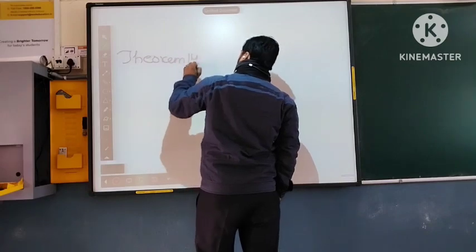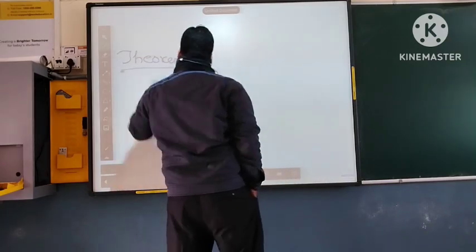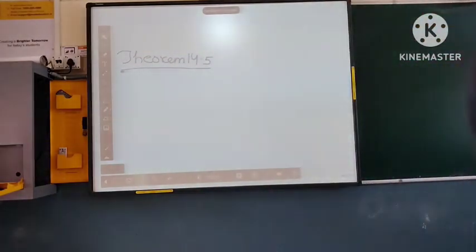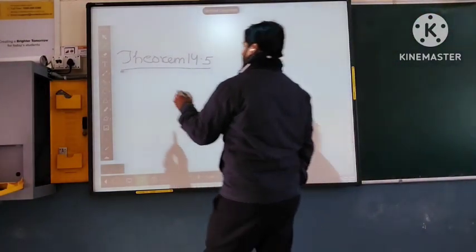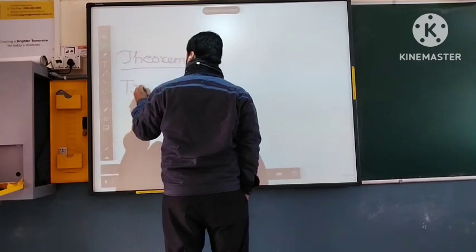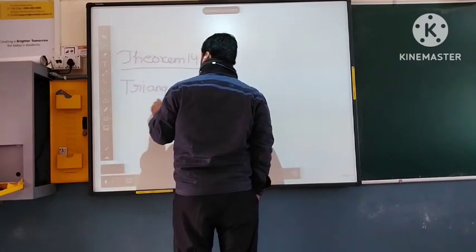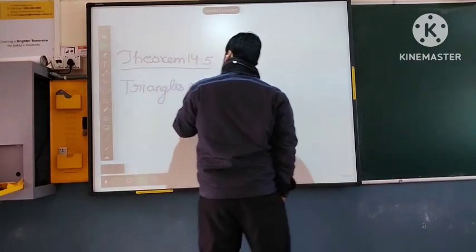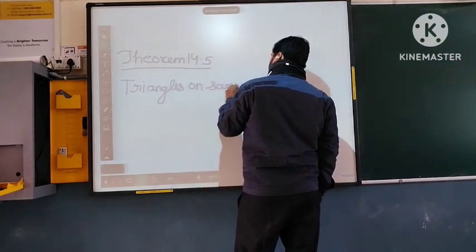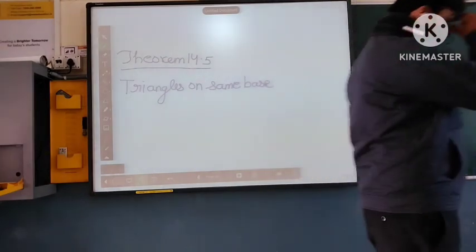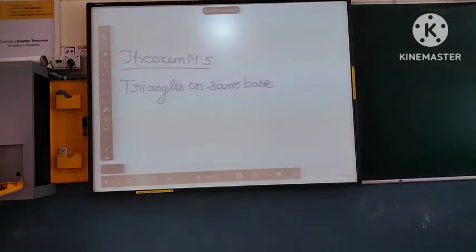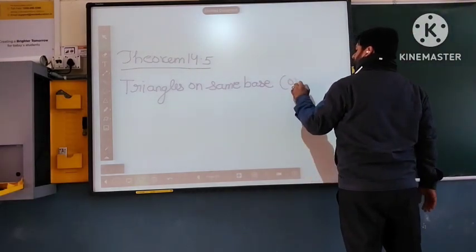Now next theorem I am taking, theorem 14.5. See, theorem 14.5 is just like theorem number 14.2, yes or no? In that case, we are saying for parallelograms on the same base and between the same parallels. Now we are saying what? Triangles on the same base and between the same parallels. So theorem 14.5 and 14.2 are exactly the same, only the figure is different. Means in 14.2 we are talking about parallelograms, and in 14.5 we are talking about triangles.